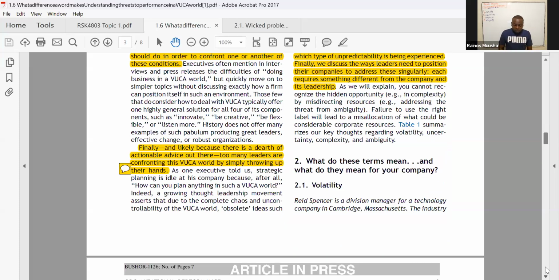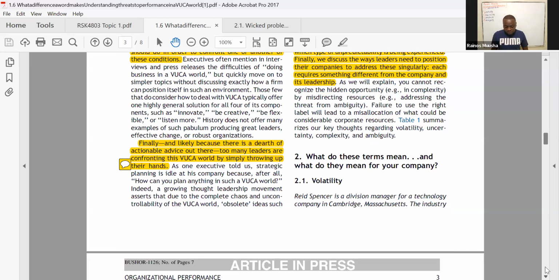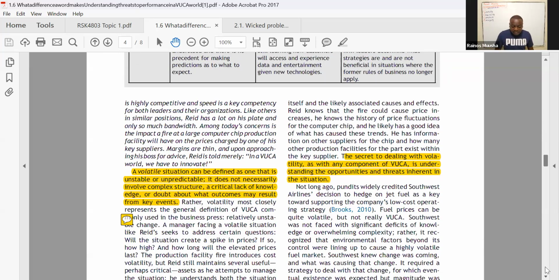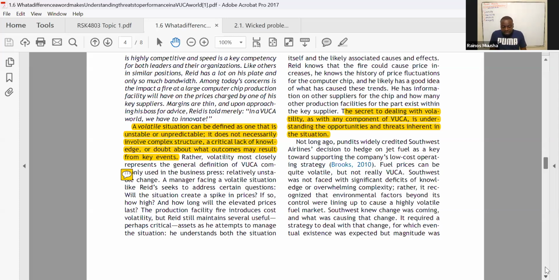Now, in the next section, which is section 2 of the article, we are going to be looking at these acronyms in detail. So on the next section, which says, what do these terms mean and what do they mean for your company? We first look at volatility. And here they say, a volatile situation can be defined as one that is unstable and unpredictable. It does not necessarily involve complex structure. A critical lack of knowledge or doubt about the outcomes may result from key events.